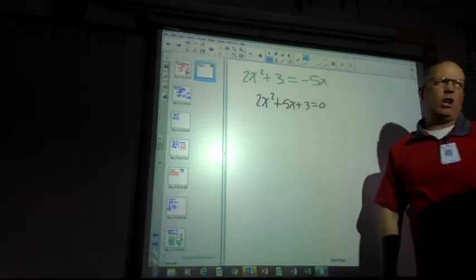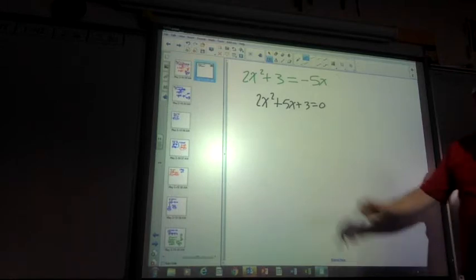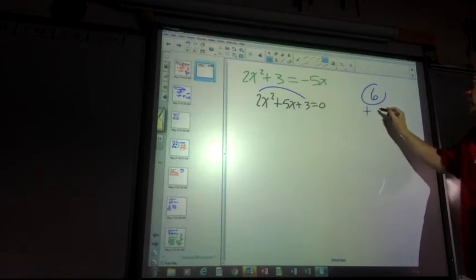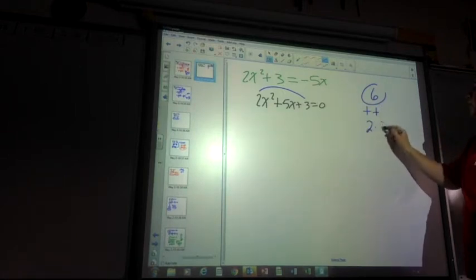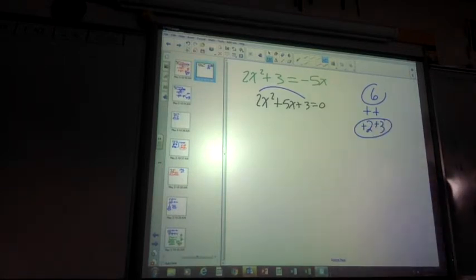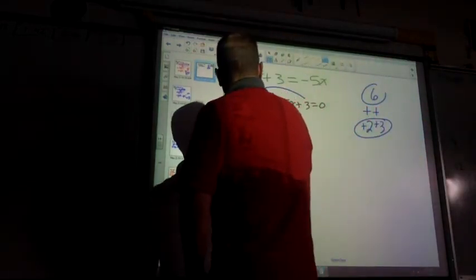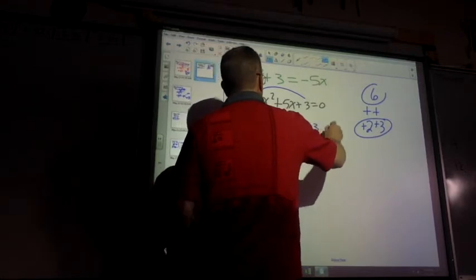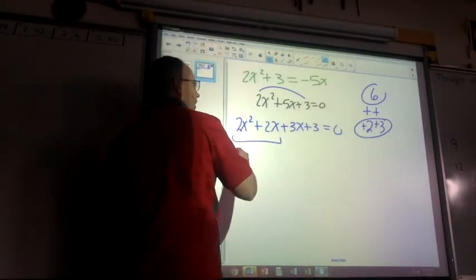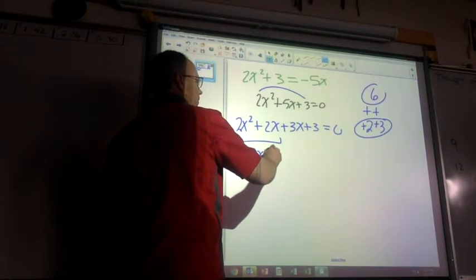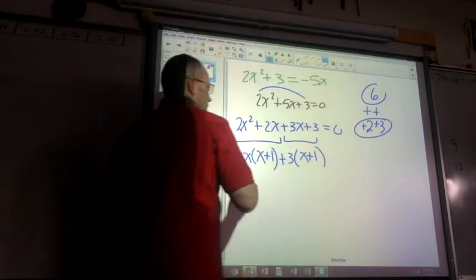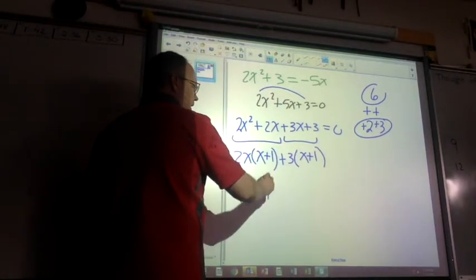So we could use the quadratic formula on this, but it's set to factor. Okay, so my magic number's got to be positive 6. Looks like all the signs are positive. And the two factors of 6, both positive, that add up to 5 are 2 and 3. Agree? All right, so I get 2x squared plus 2x plus 3x plus 3 equals 0. Let's factor this. I can factor out a 2x, so I get x plus 1. I can factor out a 3 here, so it's positive 3 and x plus 1. So I'm going to get x plus 1 and 2x plus 3.